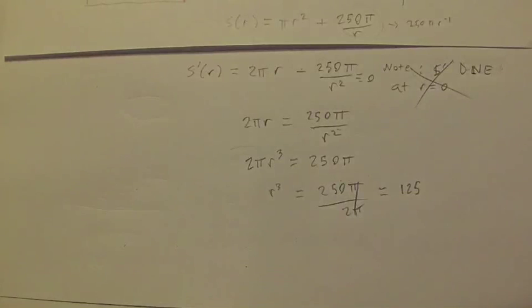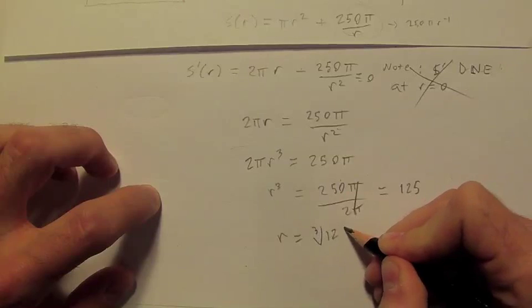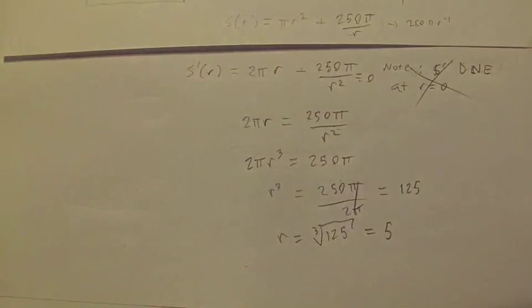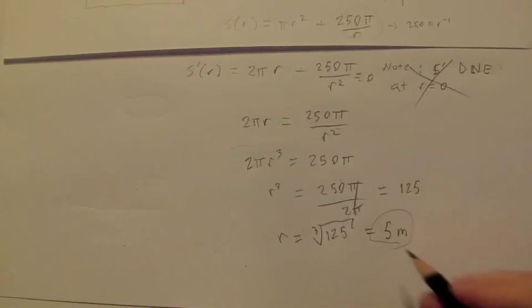Okay, so that means that r is equal to the cube root of 125, which is 5, and our units are in meters. Okay, so there we go. I found that r is equal to 5 meters.